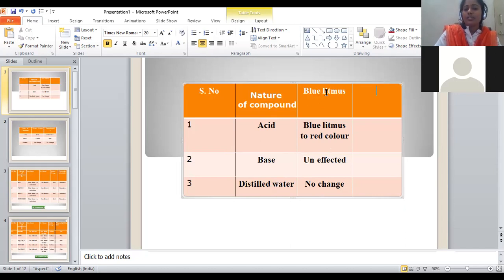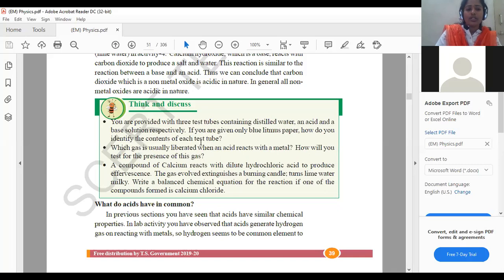So whenever blue litmus paper alone is given, acid turns blue into red, base retains the color because there is no effect, and no color change is observed in case of a basic substance. Whenever distilled water was taken, again you can't observe any color change. So this is about the possible observations when blue litmus is treated with acid, base, and distilled water. This is the first one.